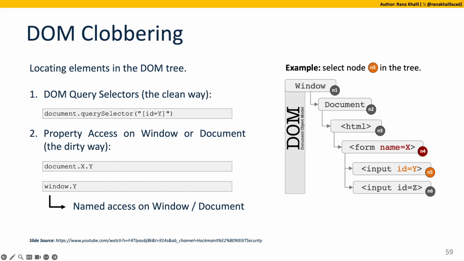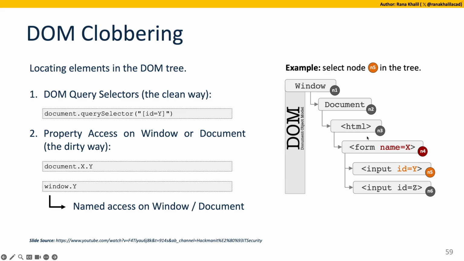There are two ways to access elements. The first one is referred to as the clean way, and the second one is referred to as the dirty way. The clean way involves using the getElementById or the querySelector methods. The dirty way involves using property access on the window or the document objects to directly access an element. Let's take an example to better understand this.